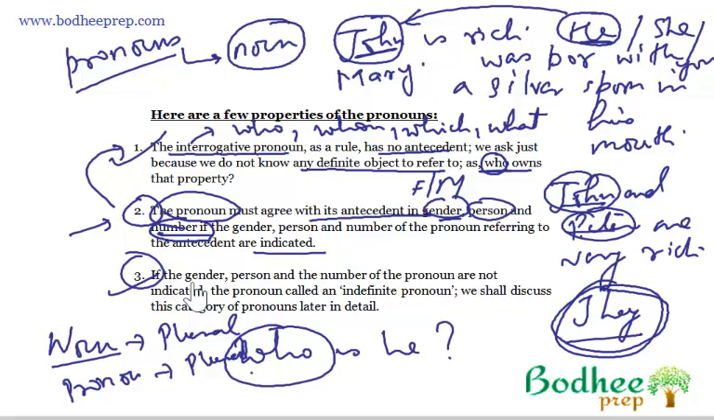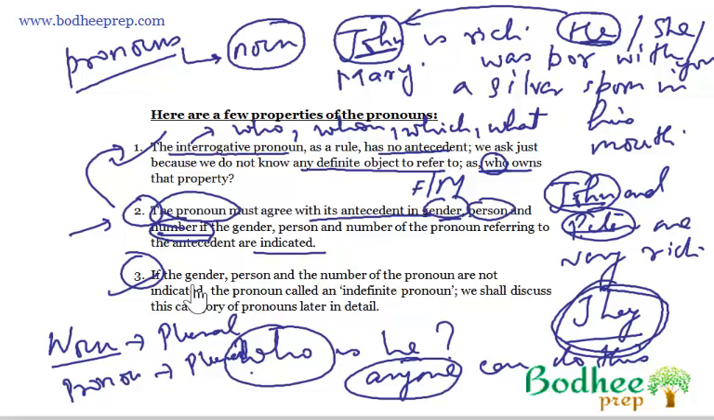Then the next point here is if the gender, person, and the number of the pronoun are not indicated, the pronoun is called an indefinite pronoun. For example, we have seen anyone can do this. So here we don't know the gender of the person. It could be male or female, and anyone could also be more than one person or more than two people. We don't know the number as well.